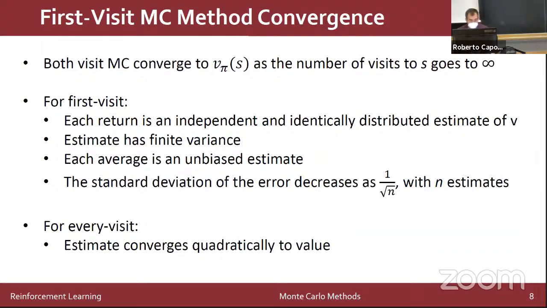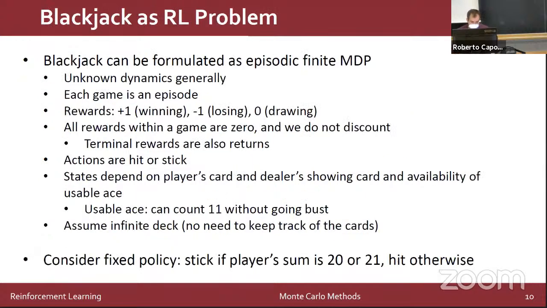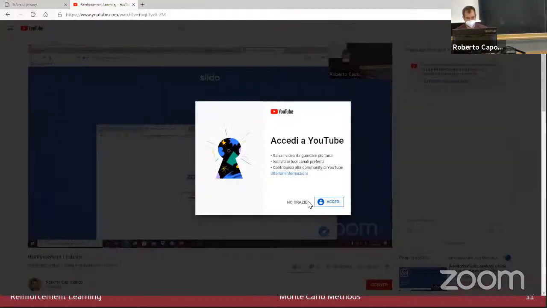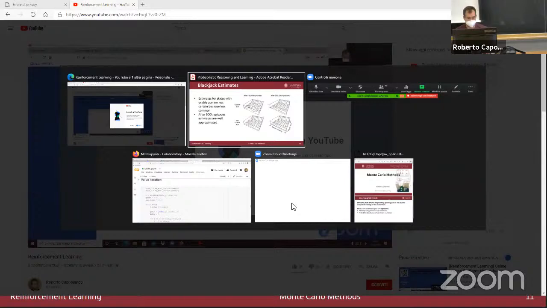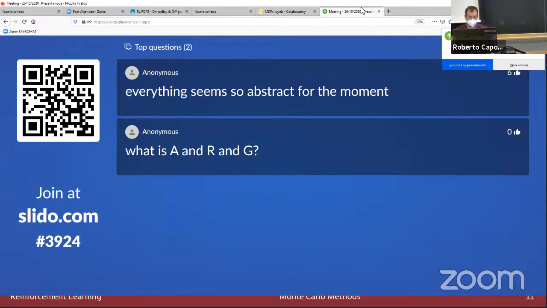So before moving forward with an example, I will not be going into the detail of the blackjack description. You can look at this at home. I will just show some plots. But before doing this, let's see if there are questions. Questions on Slido, please. I'm opening the chat, but questions on Slido. The Slido code is 3924.